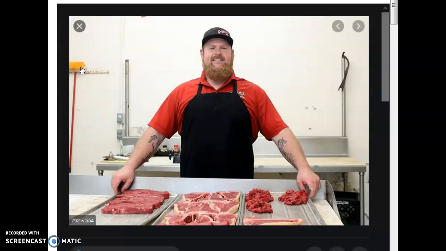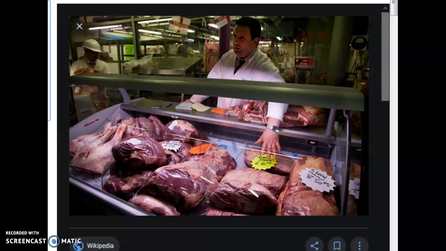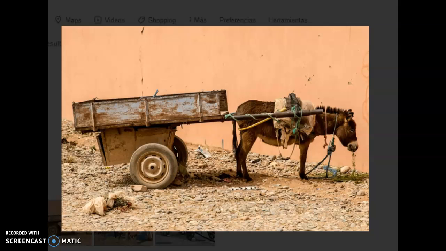Butcher. Okay, is the person who sells meat. This is meat. Butcher. Market. This is market. The cart. Allí dice market with a cart full of meat. Ok, que la carretilla está llena de carne.